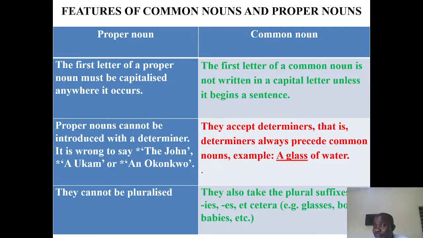Country is a general name for where we can have specific names such as Nigeria, USA, Ghana, and others. So that general name can be introduced with a determiner. Now we say a glass of water. Glass is a common noun. And it will be introduced with what? A determiner. But you cannot introduce a determiner to proper nouns.